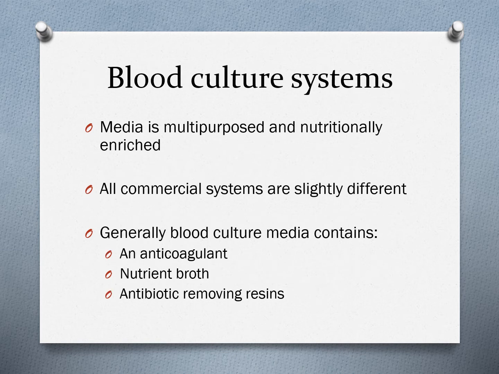There are a number of blood culture systems out there made by several manufacturers. The media, though, in general, is multi-purposed and nutritionally enriched. All commercial systems are slightly different from one another, but they are very similar as well. Generally, blood culture media contains an anticoagulant, usually SPS, or sodium polyanethol sulfonate. Usually the bottle contains a nutrient broth of some sort, and that could be several different types of nutrient broth. Our blood culture bottles also include antibiotic-removing resins that may remove any antibiotic that was taken by our patient prior to the collection of blood cultures.